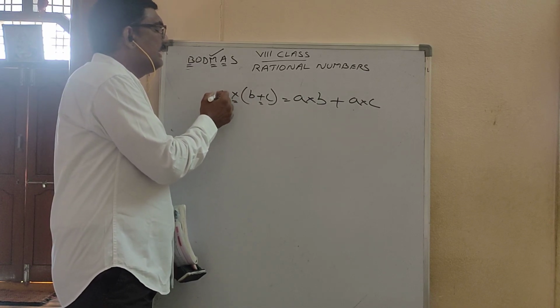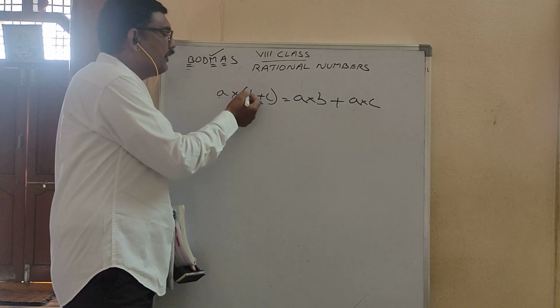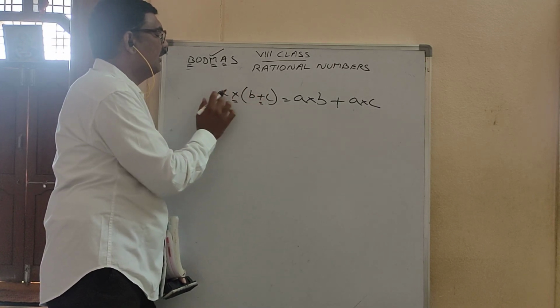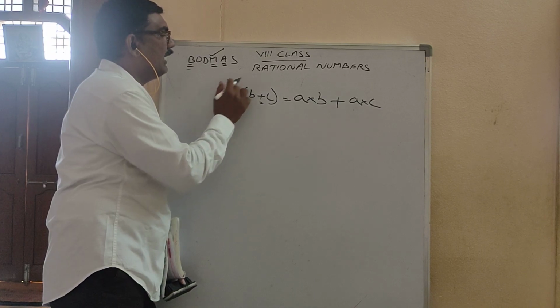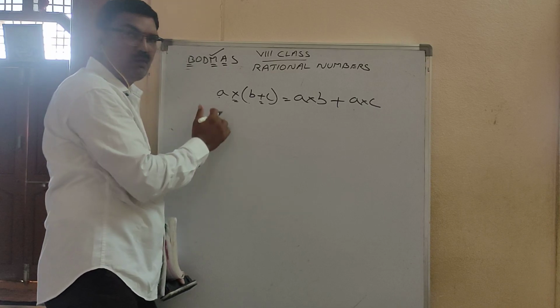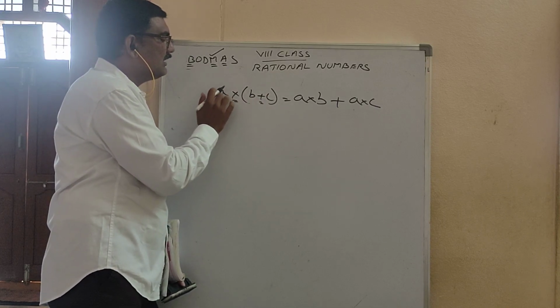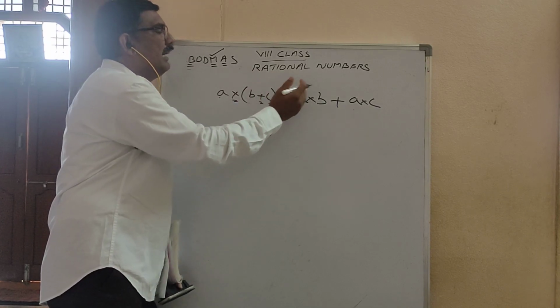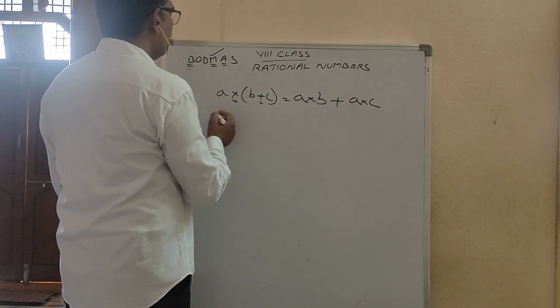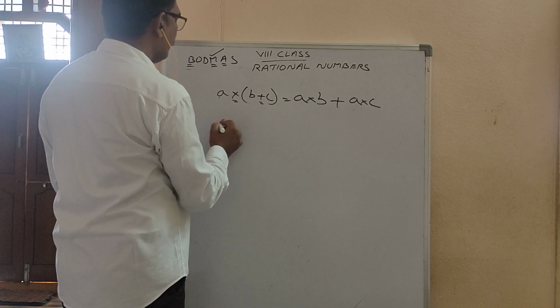Now multiplication and plus are there. A is distributing to both. Think that two persons are there and it is chocolates. So A into B: A came to B, A came to C. What is it doing? A is distributing to both B and C. A into B plus A into C. Like that.